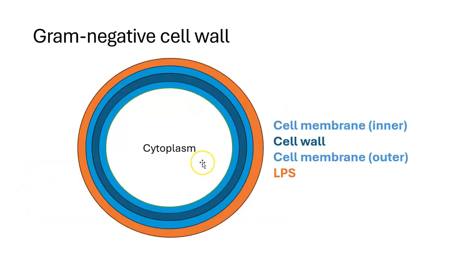Here we see a different view of the cell. The cytoplasm or interior of the cell is shown in white. Right outside the cytoplasm is the inner cell membrane, then the thin layer of peptidoglycan or the cell wall, then the outer cell membrane, followed by the very outside area shown in orange, which is where the LPS is sticking off of that outer membrane.